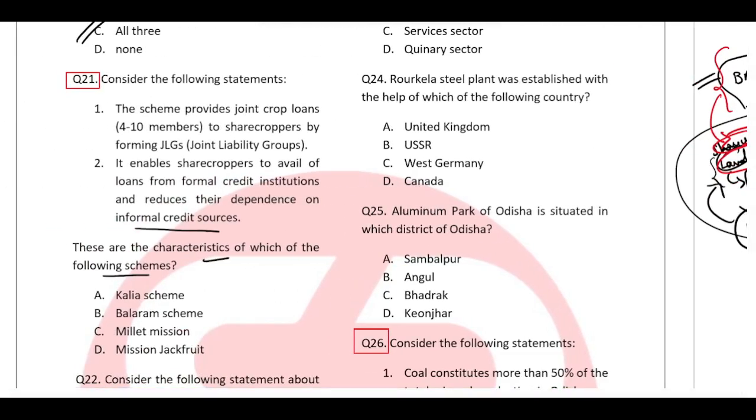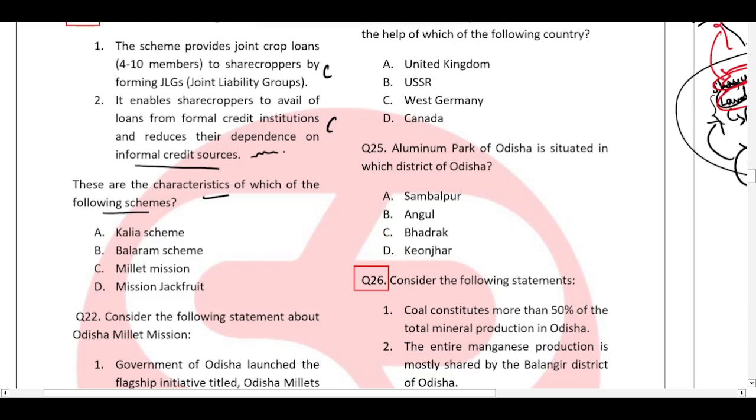So if you look at it here, the scheme provides joint crop loans to 4 to 10 members to sharecroppers by forming joint liability groups, correct? It enables sharecroppers to avail loans from formal credit institutions and reduce their dependence on informal credit sources like money lenders, etc. We discussed that. So that is also correct. So these are the characteristics of which of the following scheme? These are the characteristics of Balaram scheme. So the correct option is option number B.